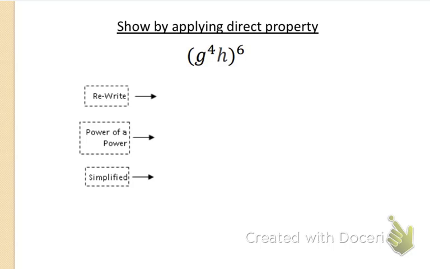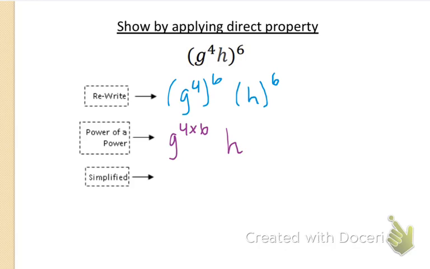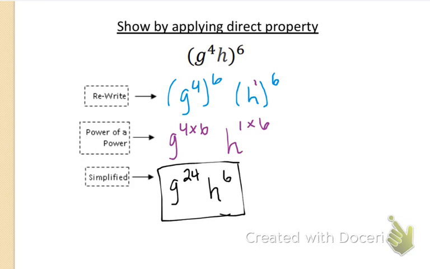What we're going to do first is separate these two things, because there are two different variables, but both of these variables are inside of the parentheses. So we're going to go ahead and apply the rule by first separating them. Power of a power says that we need to multiply the exponents. When we have a power raised to another power, this h has a power of 1 times 6. And now we can simplify. We can say g to the 24th and h to the 6th is the simplified answer.